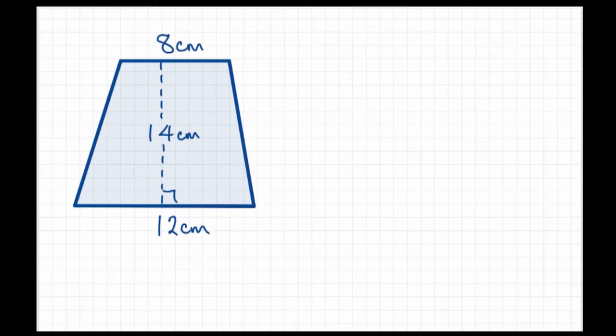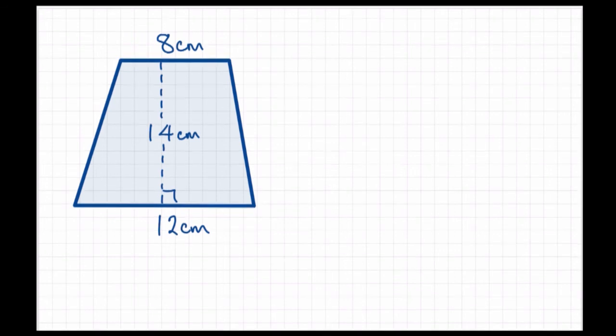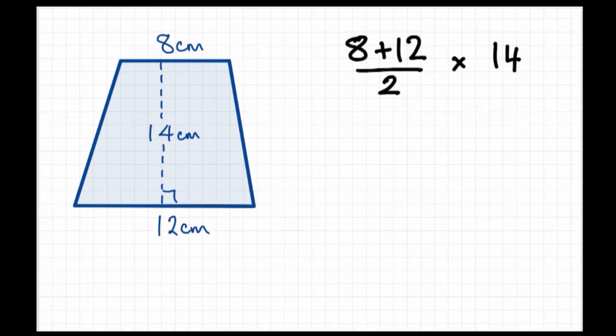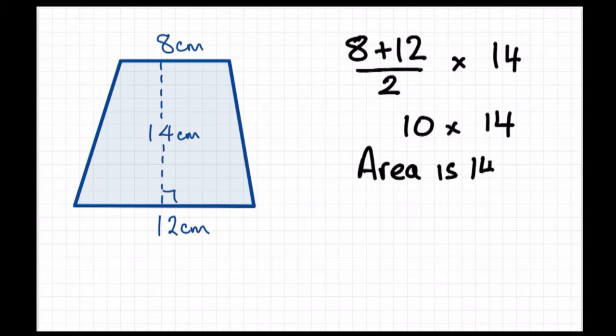So I'm going to use that formula that the area is the average of the top and the bottom, the parallel sides in this case, multiplied by the height. So I'm going to do 8 plus 12, add them together and then divide by 2. That's how you work out average. And that's going to be multiplied by the 14. So I can see that 8 plus 12 is 20. Divide that by 2, it's 10. So that'll give me 10 times 14. So the area is 140 centimeters squared.